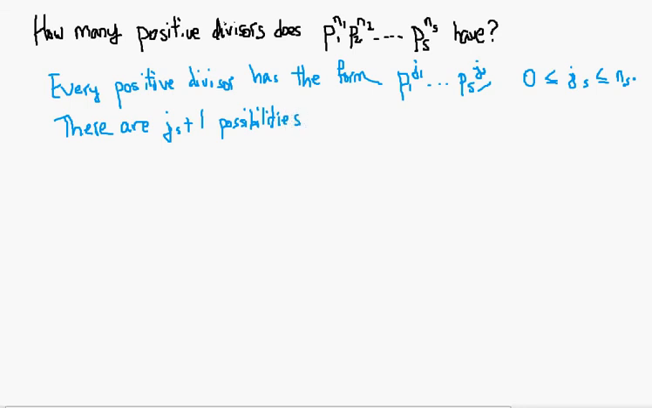Sorry, I wrote that wrong. There are not j sub i plus 1 possibilities, there are n sub i plus 1 possibilities for each j sub i.